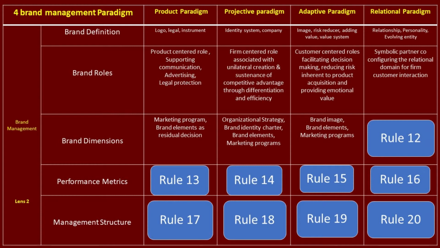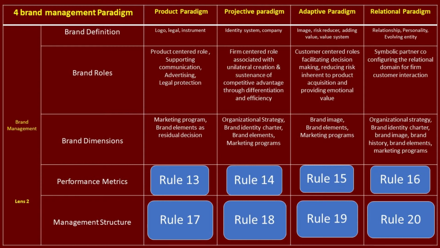And rule number 12 says organizational strategy, brand identity charters, brand elements, brand image, brand history, and marketing programs are the dimensions on which strategy is based when marketing vision is based on relational paradigm.